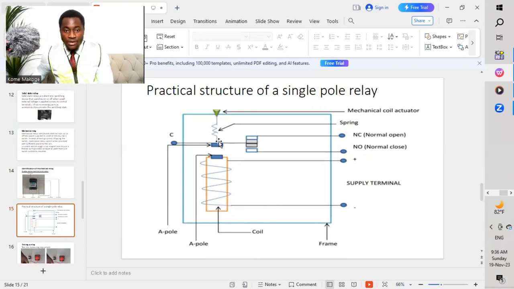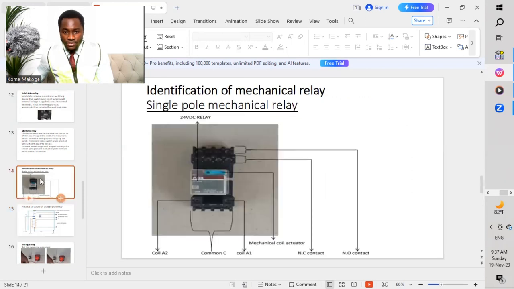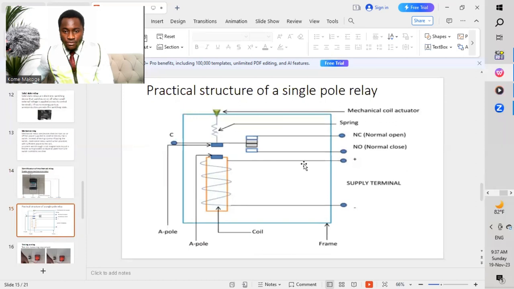Once you move your hand away, it moves back up. So the extension and retraction is controlled by the spring. Once you press the mechanical coil actuator, it moves down, and once you release, it retracts back again. We have this set of contacts here, and the supply terminal for the coil. This is the coil. Like I mentioned in the previous graphic that we saw, this is a 24 volt DC relay, so we have to supply this coil with 24 volt DC.